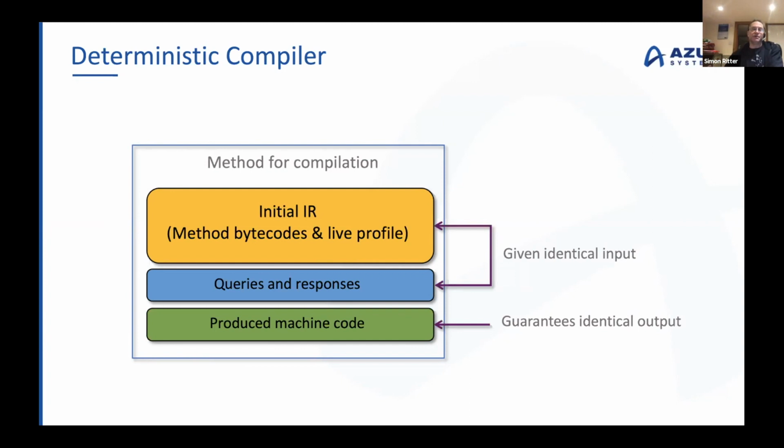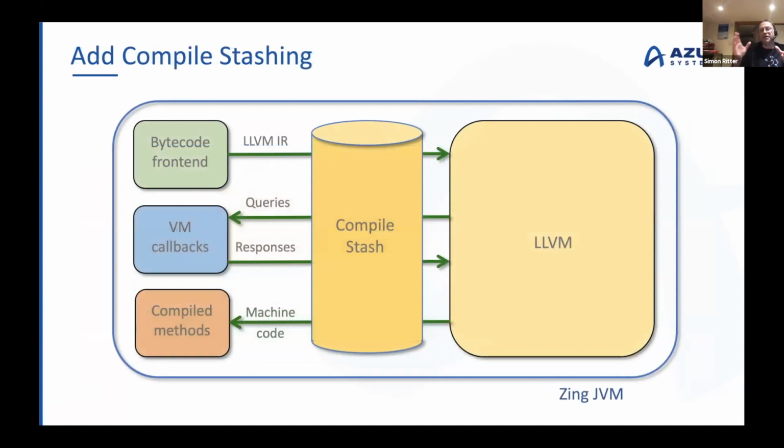So now what we do is, in addition to collecting the profile in terms of the classes loaded, initialized, the profiling information, and the speculative optimizations that failed, we also record all of the compiled code. That way, we can put our compile stash, which is what we call it, between the JVM and the Falcon JIT compiler.